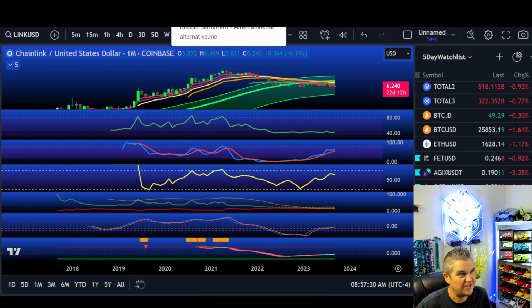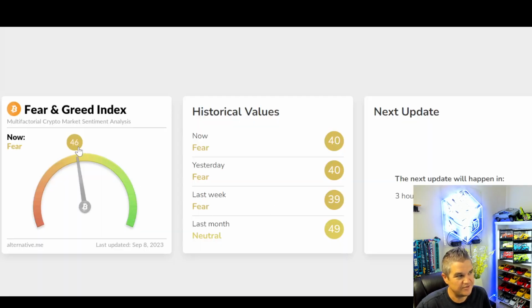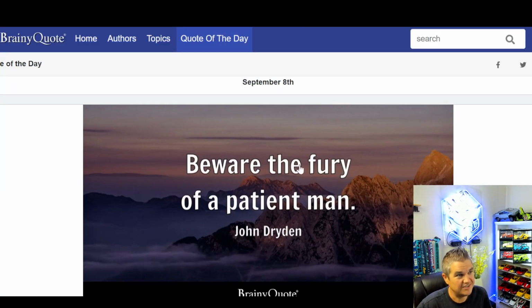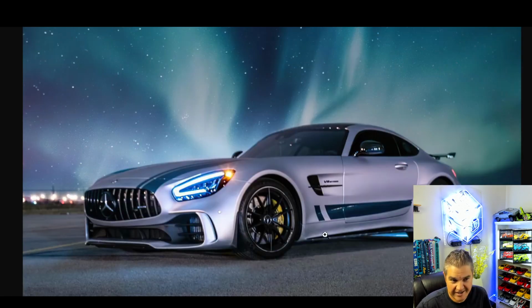Let's get to our crypto fear and greed index, 46. We're still in fear, right? So keep that in mind. Quote of the day: beware the fury of a patient man. Car of the day: Mercedes AMG GT, with the best background possibly taken from a car. All right, so that is that, as they say.